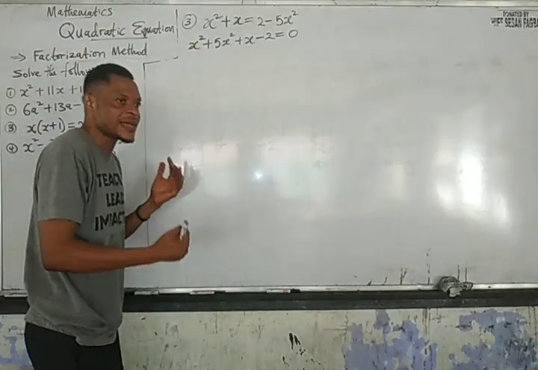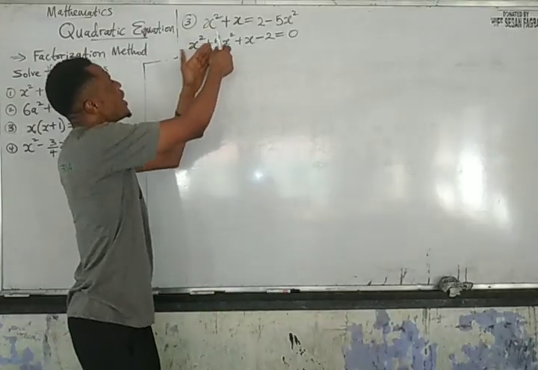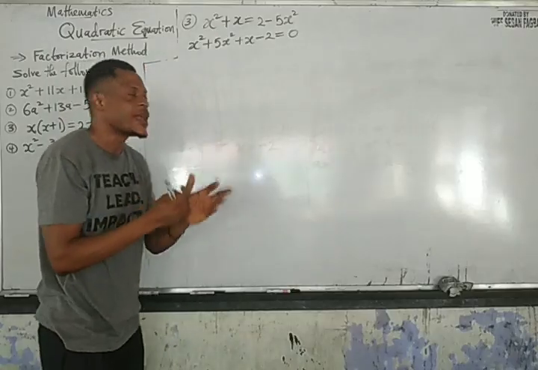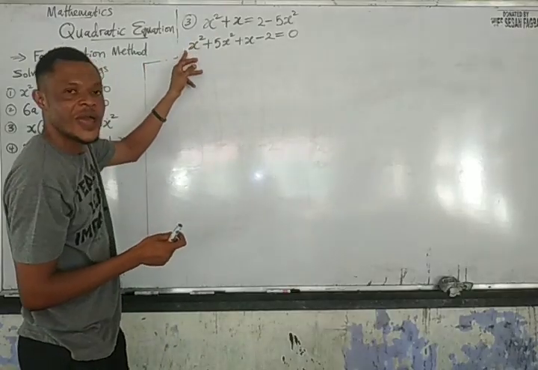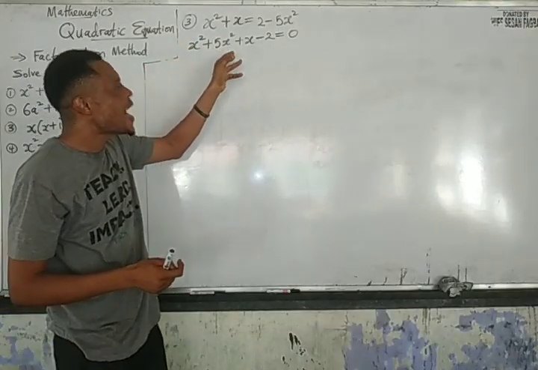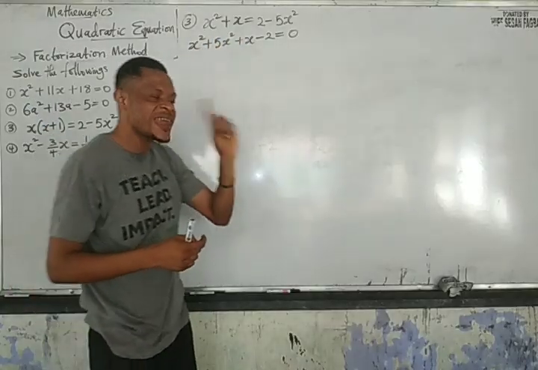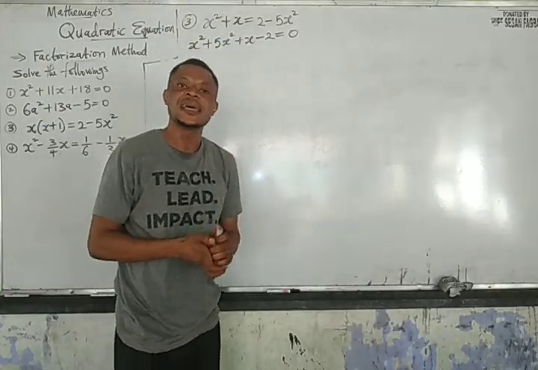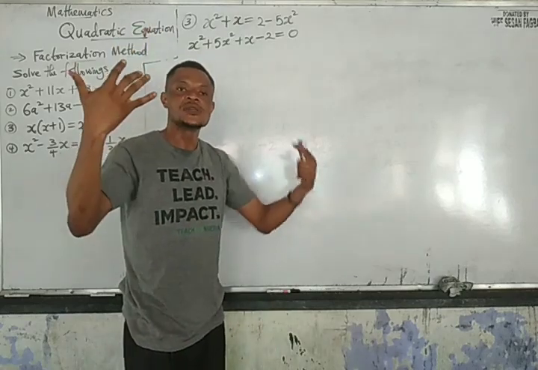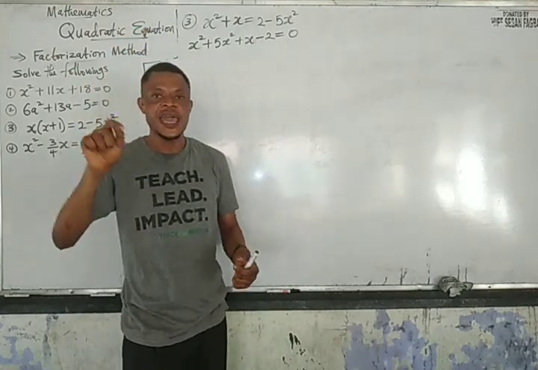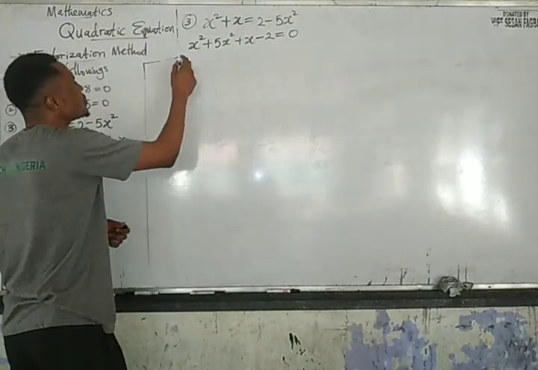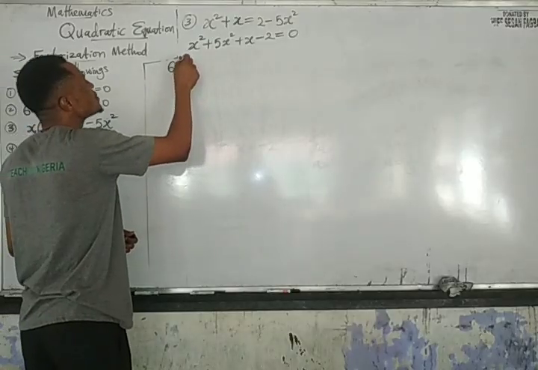When we are collecting the like terms again, x squared is here, x squared is here. They can work together. We have 1x squared. At the same time, we have to add 5x squared to it. So if I have 1x squared and I'm to add another 5x squared to it, I'll be left with 6x squared. So this is going to result to 6x squared.